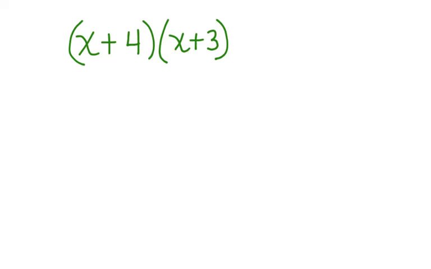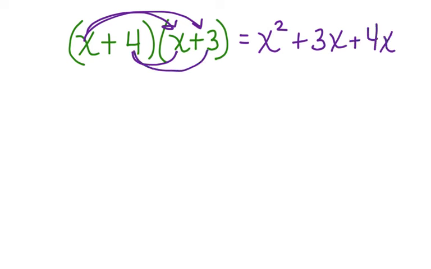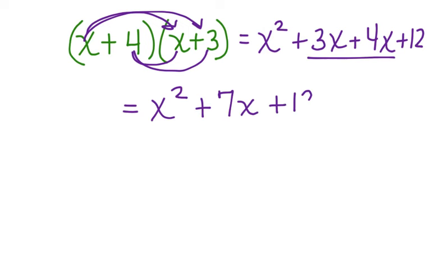Let's take a look at another example. Here we have x plus 4 times x plus 3. Start with your first terms. X times x is x squared. Then we have x times 3, which is plus 3x. 4 times x is plus 4x. 4 times 3 is plus 12. We can combine like terms here, and we end up with x squared plus 7x plus 12.